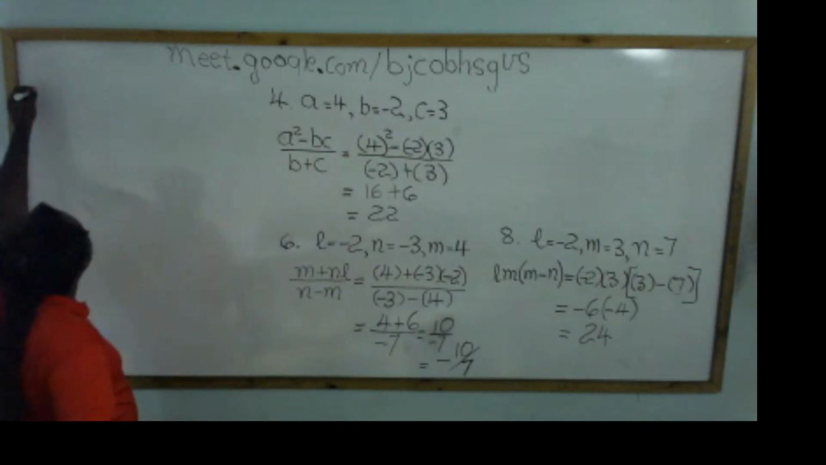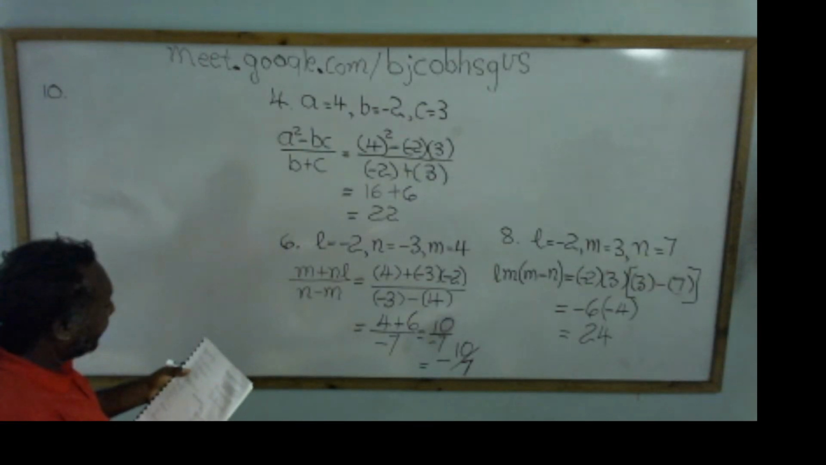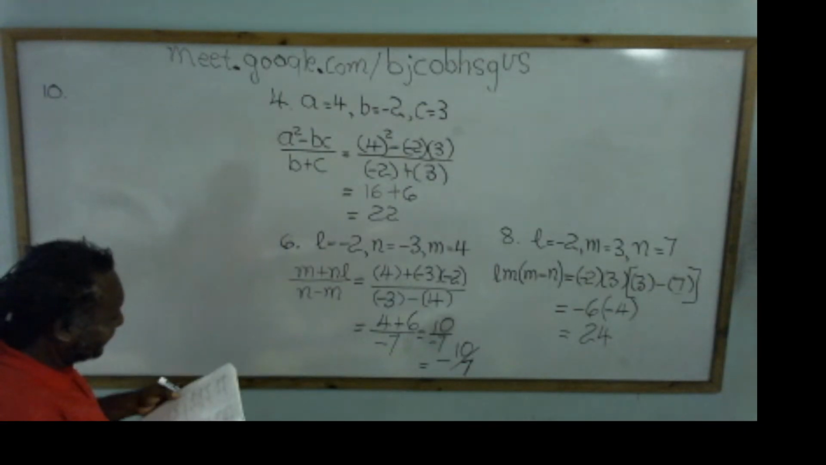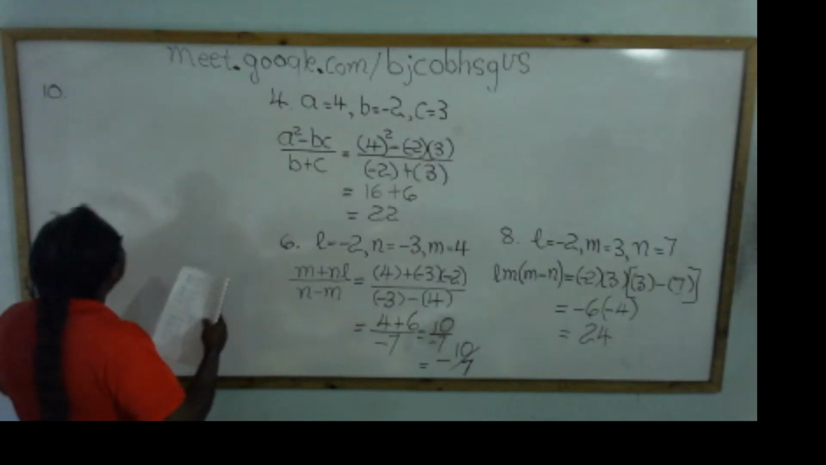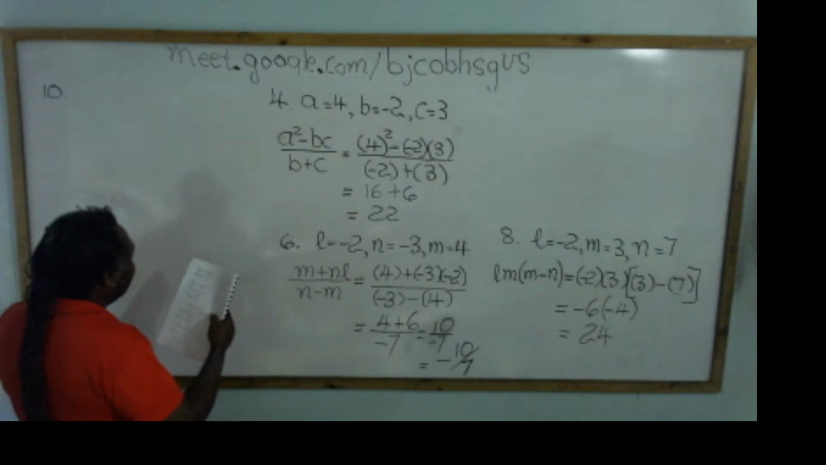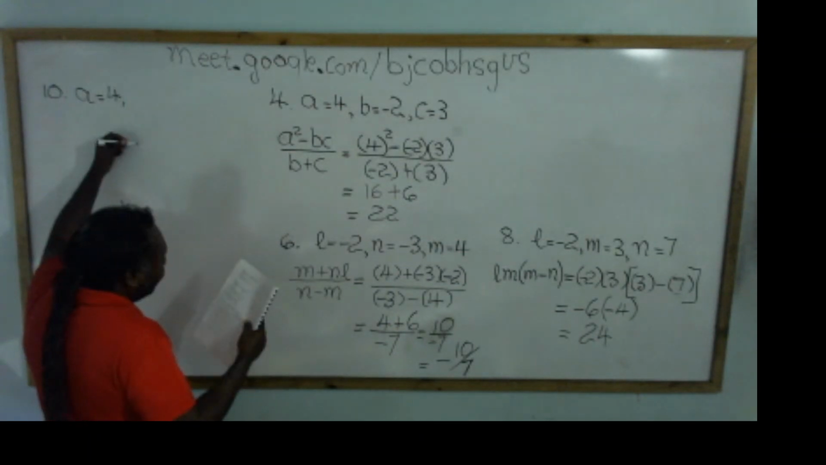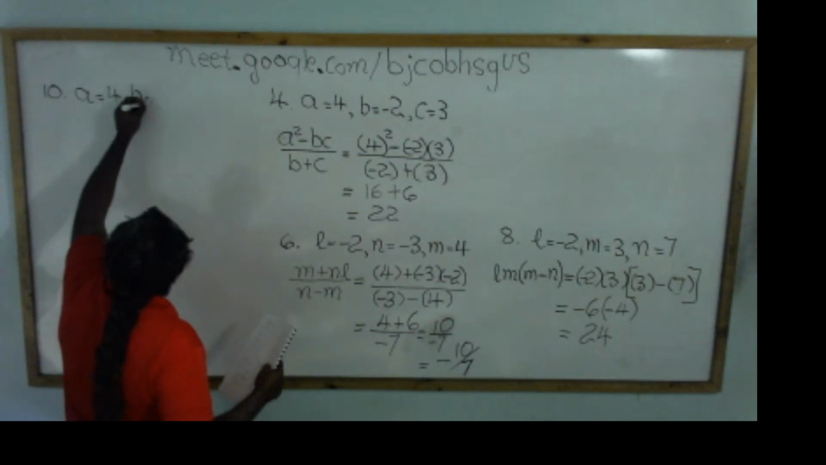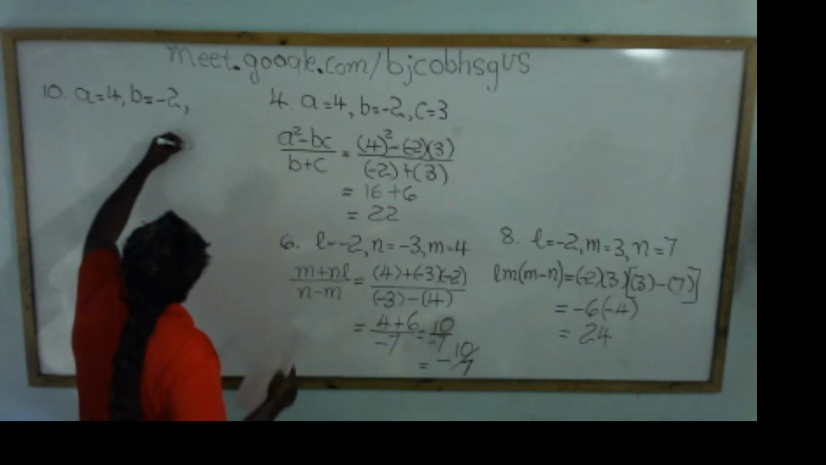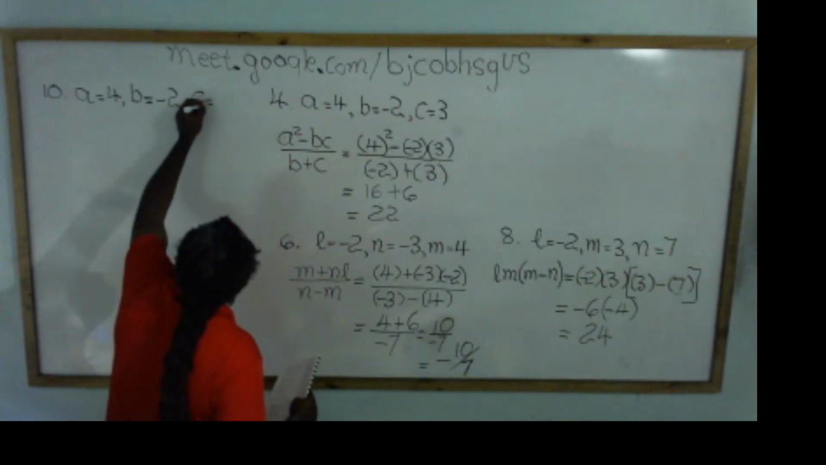So I'm going to go merrily to number 10. Where am I looking? Yes, number 10. For number 10, A is equal to 4, B is equal to negative 2, and I hope that we have a C there, is equal to 3. Lovely.